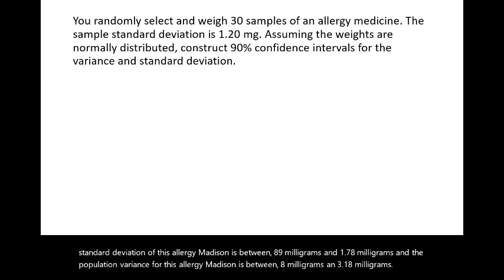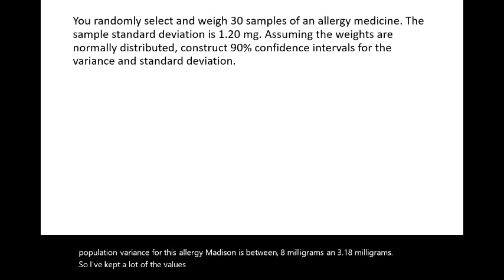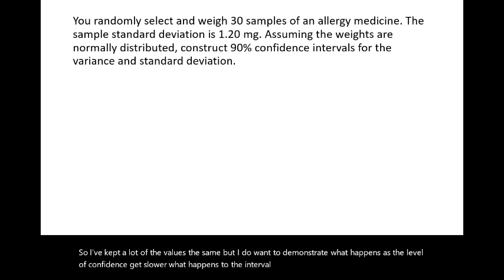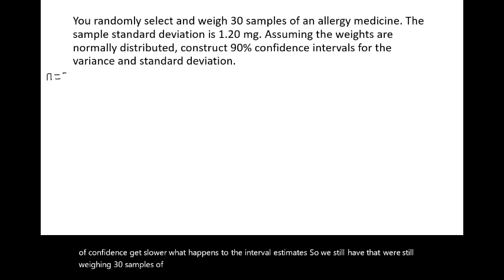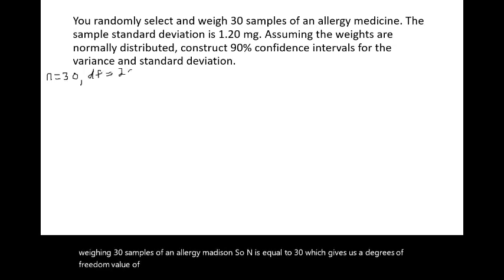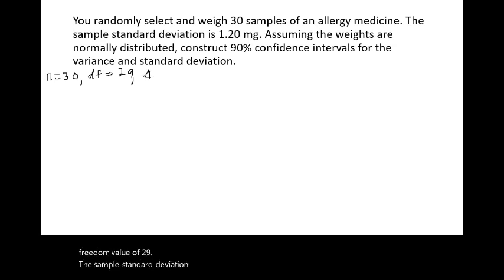So I've kept a lot of the values the same, but I do want to demonstrate what happens to the interval estimates as the level of confidence gets lower. So we're still weighing 30 samples of an allergy medicine, so n is equal to 30, which gives us a degrees of freedom value of 29. The sample standard deviation is going to be 1.2, so your s is equal to 1.2.